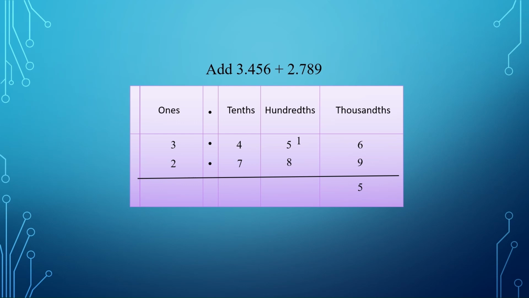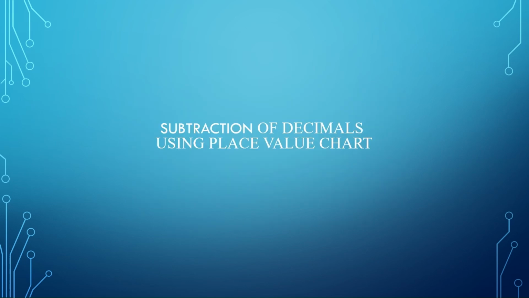And then you can add 5 plus 8 plus 1, which is 14. Write 4 in the hundreds place and carry over 1 to the tens place. Now 4 plus 7 plus 1 is 12. Write 2 in the tens place and carry over 1 to the ones place. And then you have 1 plus 3 plus 2, which is equal to 6. And therefore the final answer is 6.245.